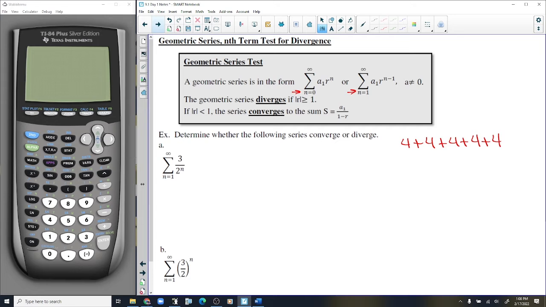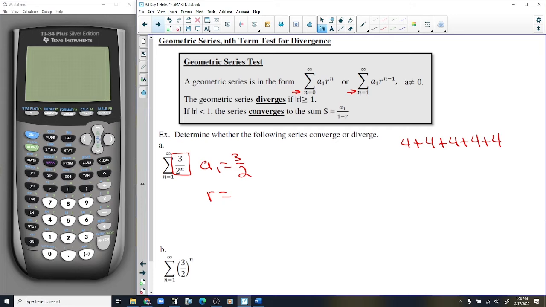Determine whether the following series converge or diverge. R is equal to, well, let's do this. I think this makes it a little more clear. You don't have to write this. I wouldn't look for this. But a sub 1, let's talk about it, though. A sub 1 is 3 halves. Now, I get several answers for this. What do you think the r is? What are we multiplying by?